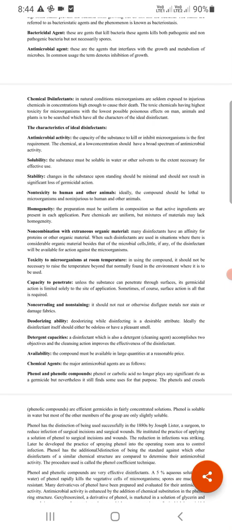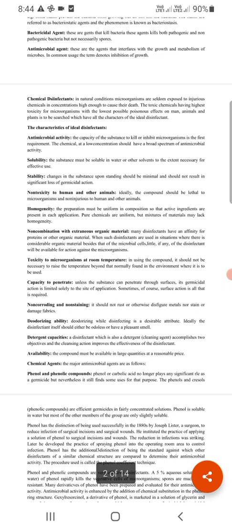Then the second important aspect is solubility. The ideal disinfectant must be soluble in water or other solvents to a good extent for effective use, and the solvent used for the solubility purpose must be easily available in normal life. It should not be expensive.